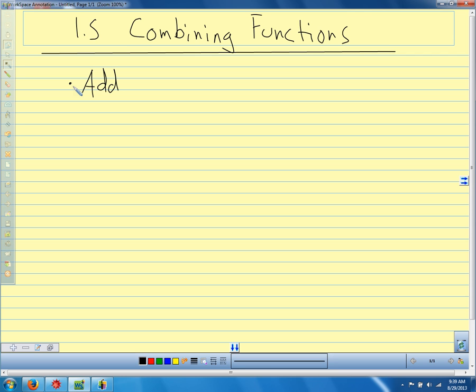So thinking along those lines, what else might we do to functions to combine them? Multiply. I'm going to put that down. Multiply. What else? Subtract, the opposite of addition. And divide. So one way of combining functions is to do arithmetic. Do arithmetic with functions. I'm not going to go into a lot of detail with adding, subtracting, multiplying, and dividing.